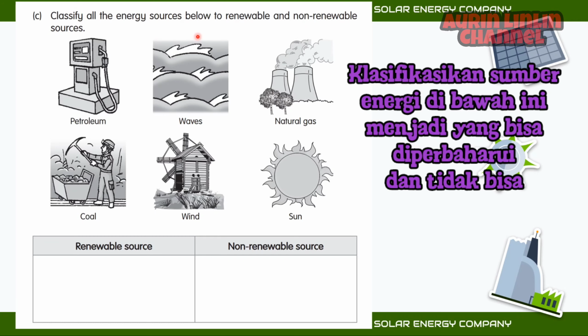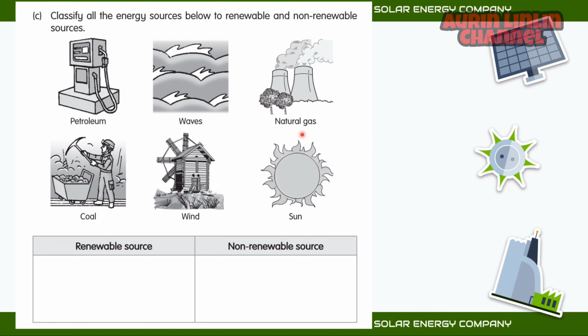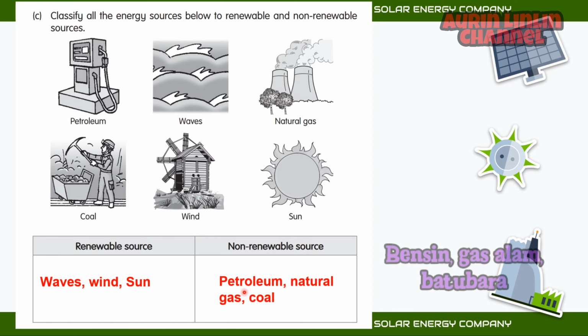Classify all the energy sources below to renewable and non-renewable sources: petroleum, waves, natural gas, coal, wind, and sun. And renewable sources are waves, wind, and sun. And non-renewable sources are petroleum, natural gas, and coal.